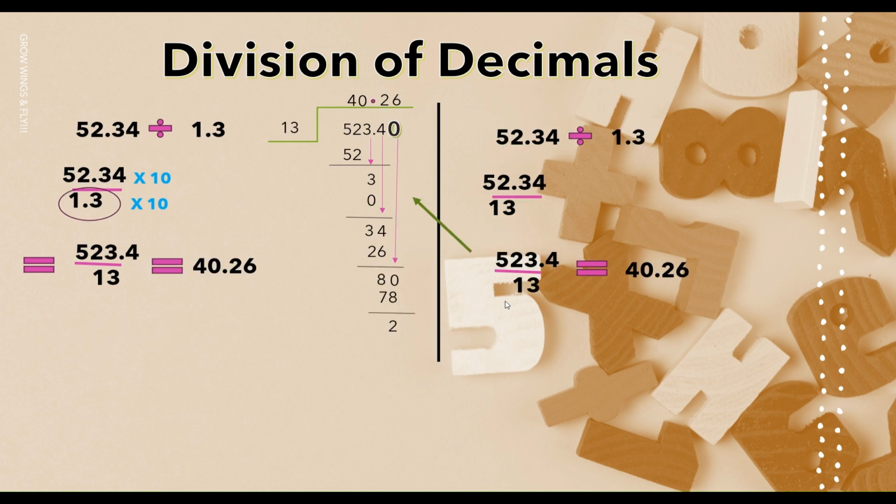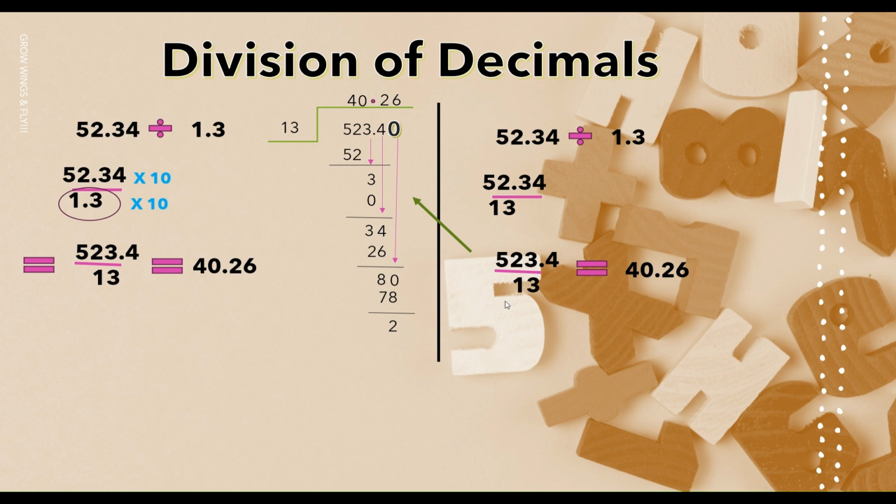52.34 divided by 1.3. Remember, we first write that as a fraction. If you look at the denominator, there is one digit after the decimal point. So, we multiply the numerator and denominator with 10. This is to get rid of the decimal point in the denominator. Once we do that, we get the fraction like this. Now we divide. 13 times 4 is 52.